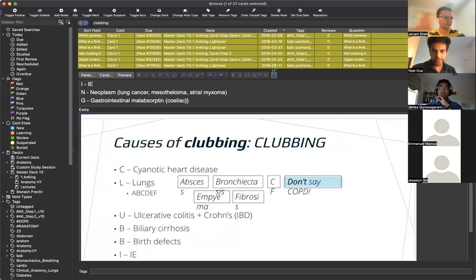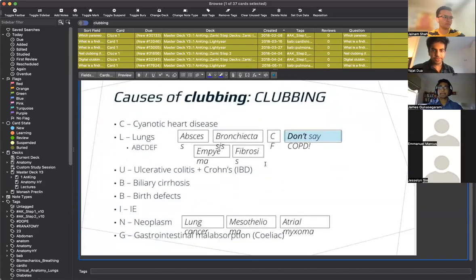Okay, causes of clubbing, and the acronym is CLUBBING. So it's one of those acronyms that actually work. Yep. So overall, I don't think you'd really need to memorize this, but the main point is cardio, resp, and GIT. So cardio, your cyanotic heart disease. In GIT, your ulcerative colitis, biliary cirrhosis. It's coming up soon. Don't worry about it.